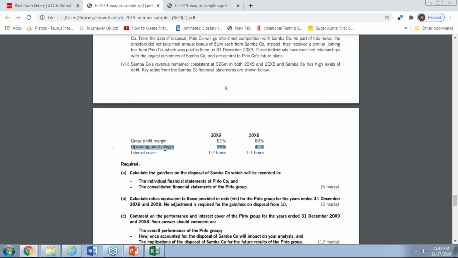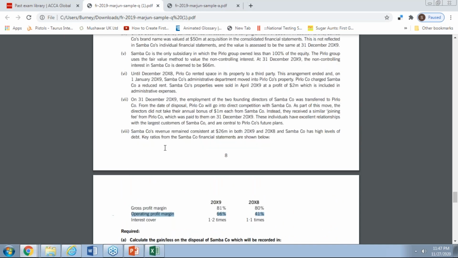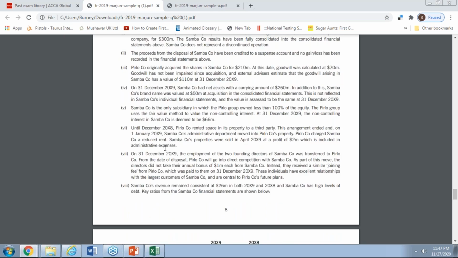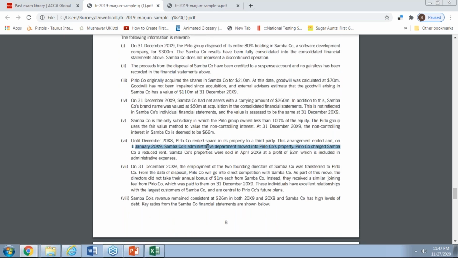So when you are commenting on these two parts, you have to identify that one of the impacts of this increase was due to the Samba company paying the lesser rent to the Pillu group, number one. And the second thing is the Samba company has sold its properties and there is a gain on the disposal of 2 million which has been included in the P&L. So there is a one-off impact on the Samba company's profit because of the gain on disposal.